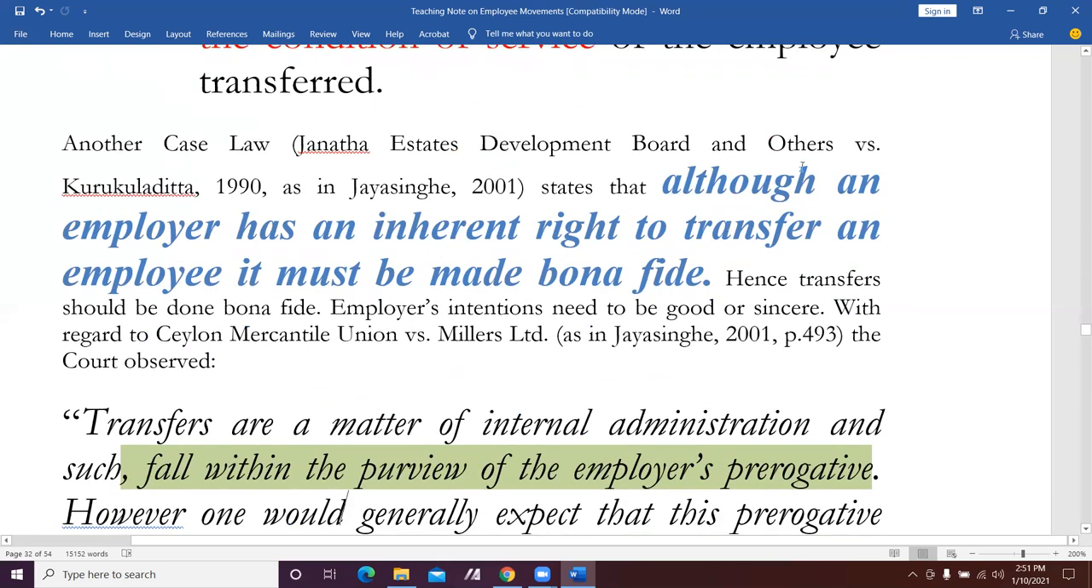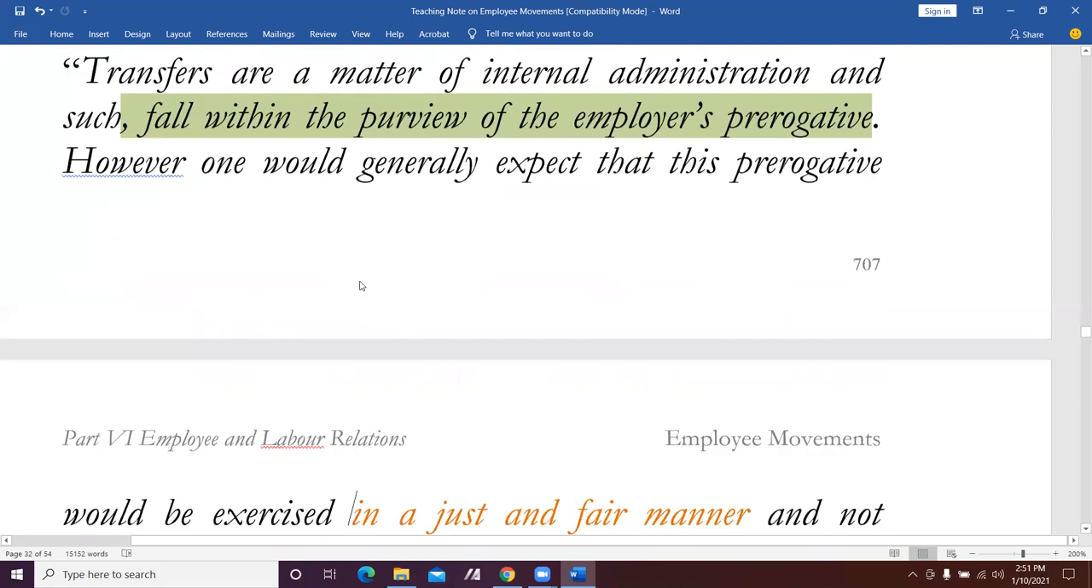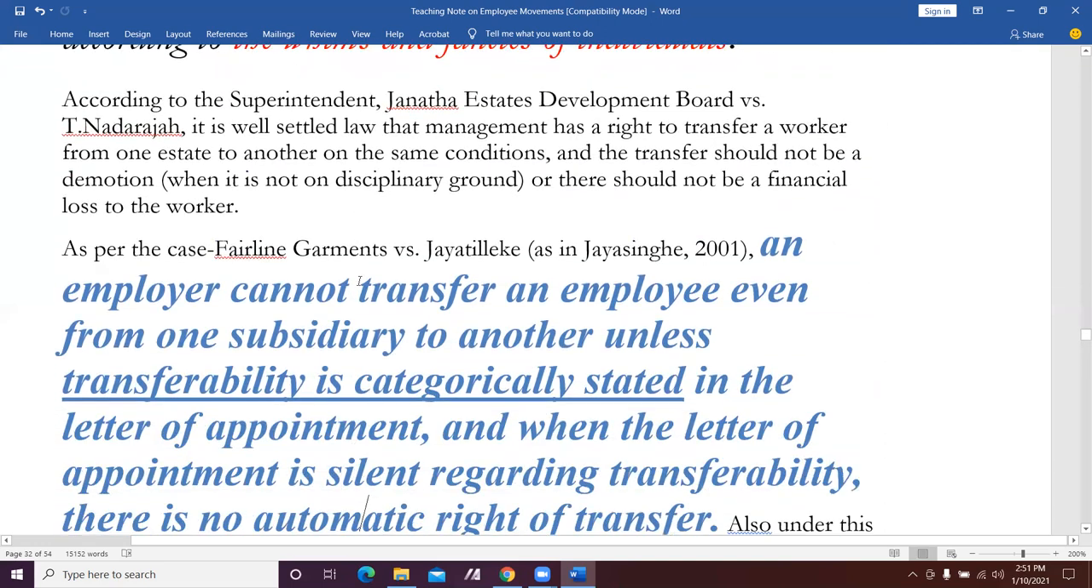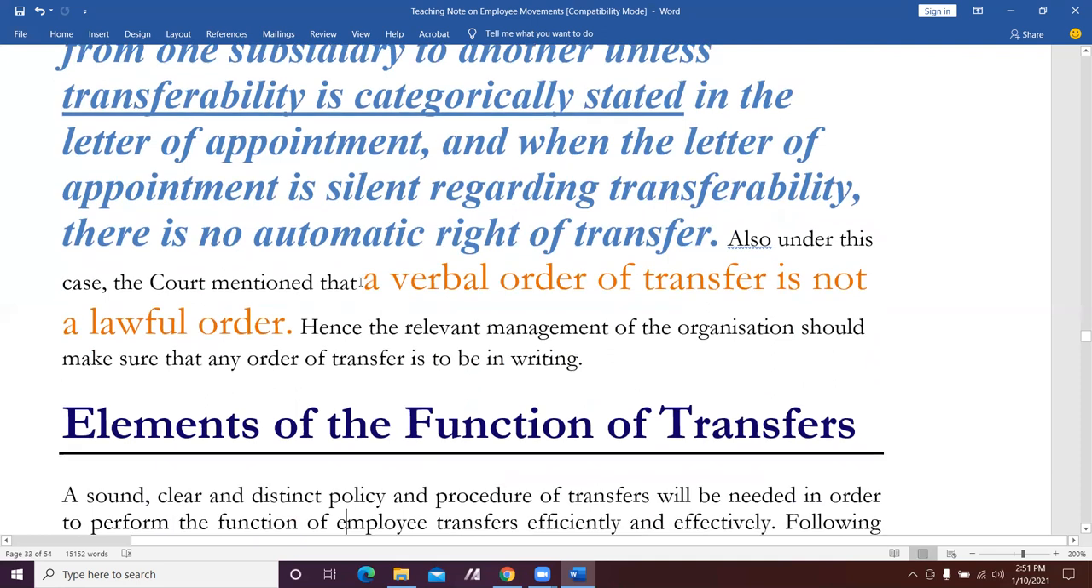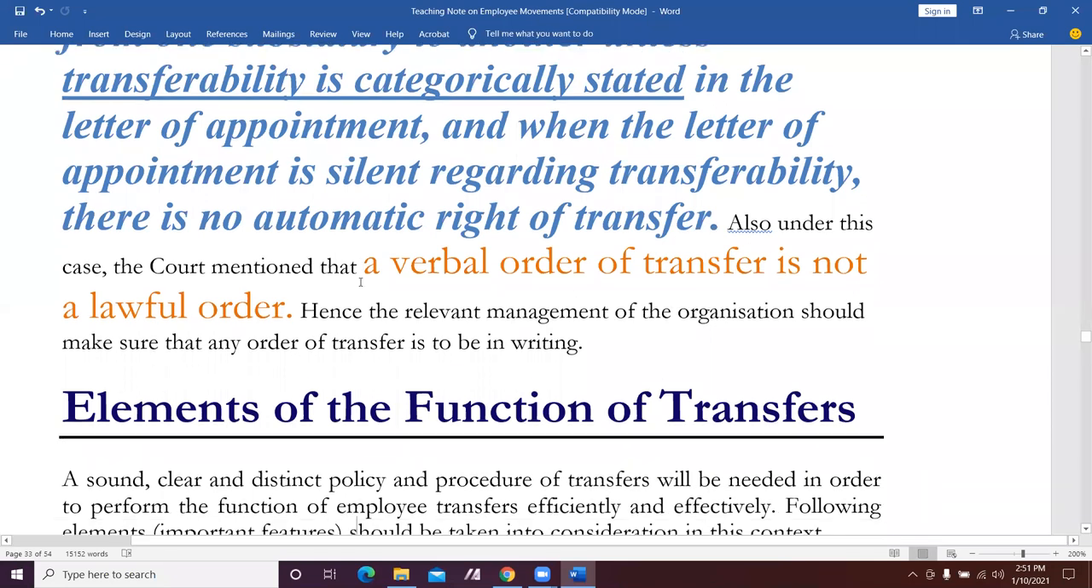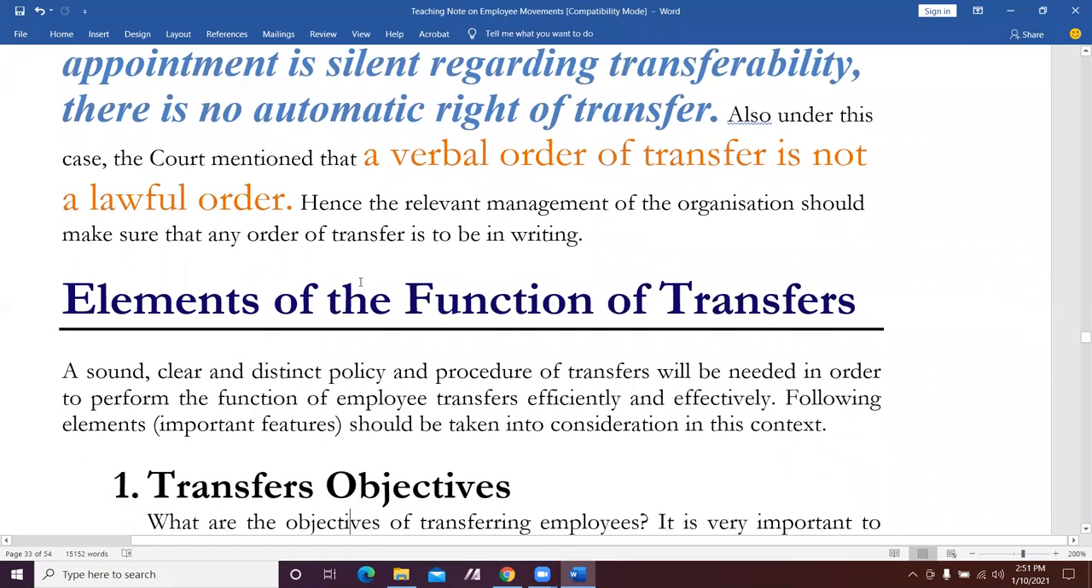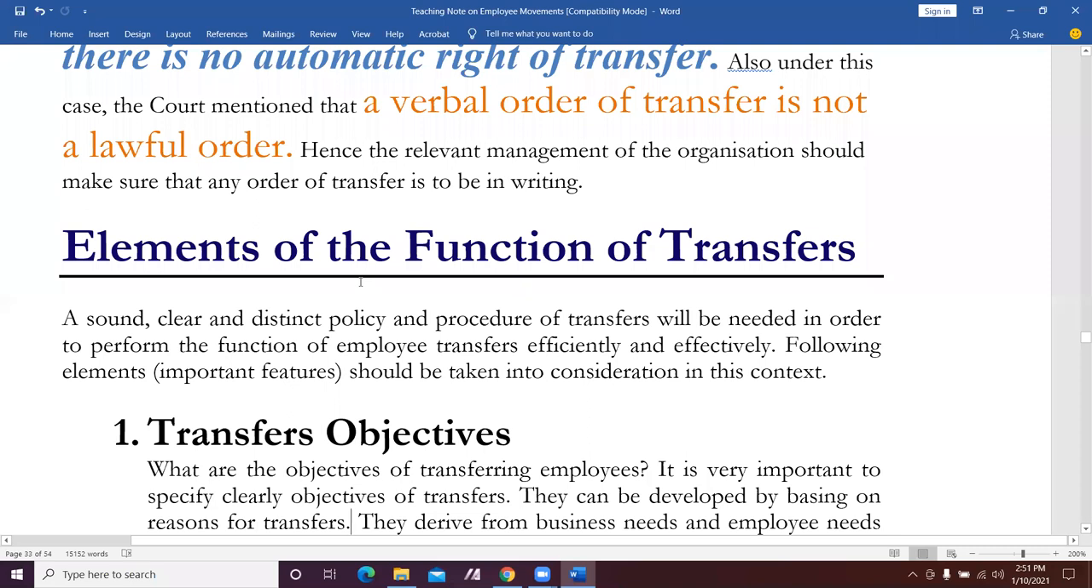All right, although an employer has an inherent right to transfer an employee, it must be made bona fide. Okay, so likewise, these things you can read, no problem. A verbal order of transfer is usually not a lawful order. Remember that also? Right. Now the elements of the function of transfers.